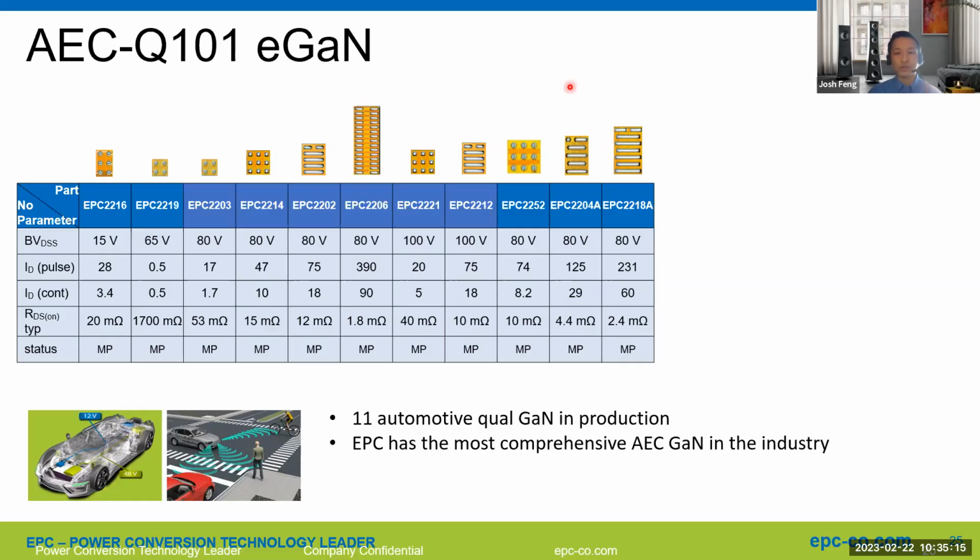The three most recent release products are our generation 5 products, 80 volt, the 2252, 2204A, and 2218A. The sweet spot will probably be 28, 36 volt, or 48 volt output PD in your car in the future.